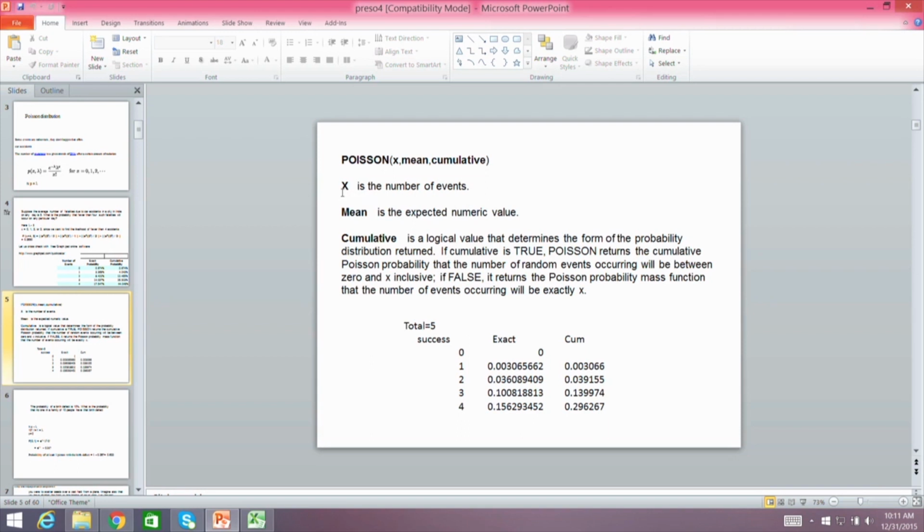Okay, here, so we say x is the number of events we are looking at. Okay, so it could be 1, 2, 3, 0, and then this is total, okay, and then cumulative could be true or false.